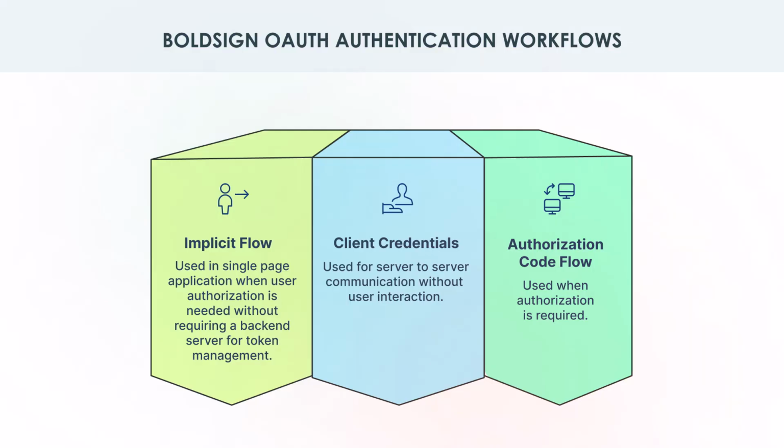Before diving into the code, let me give an overview of how the OAuth Authorization Code flow works. BoldSign supports OAuth 2.0 for secure API access, using workflows such as client credentials, implicit, and authorization code flows. I've covered the client credentials and implicit flows in previous videos. Check the links in the description if you've missed them.